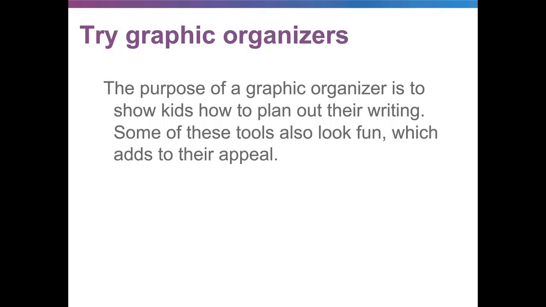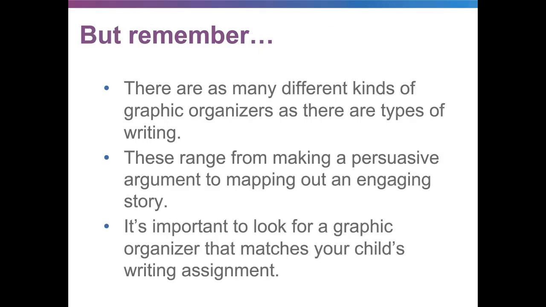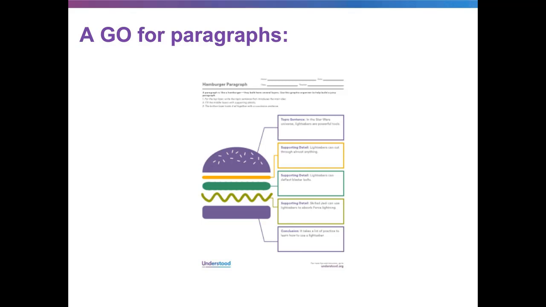area of writing. Remember, however, that there are as many kinds of different graphic organizers as there are types of writing, and they can range from making persuasive arguments to mapping out an engaging story and everything else that is included with writing. It's important to look for a graphic organizer that matches your child's writing assignment. So don't just pick any organizer. Make sure that you're picking the one that is good for the type of writing that your child is going to be doing. This is a graphic organizer for paragraphs. Kids like the burger shape and all that sort of stuff. So this is one that exists out there and you can access on Understood.